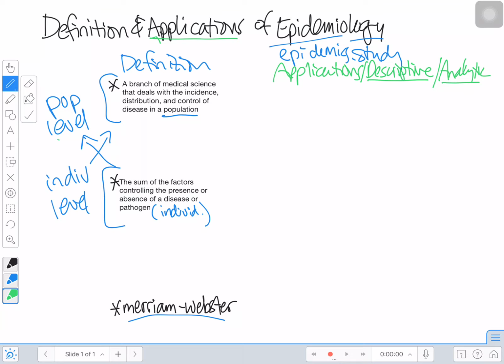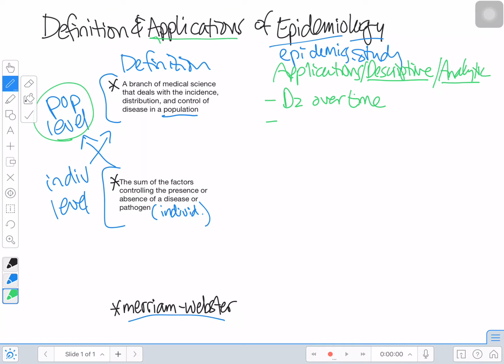So on the population level, epidemiology typically aims to study disease over time. And so you'll see a lot of that where we're either looking back in time and studying how has it decreased or increased in a specific population, or how do we project that it may increase or decrease in the future. So we're looking at populations when we're looking at disease over time.